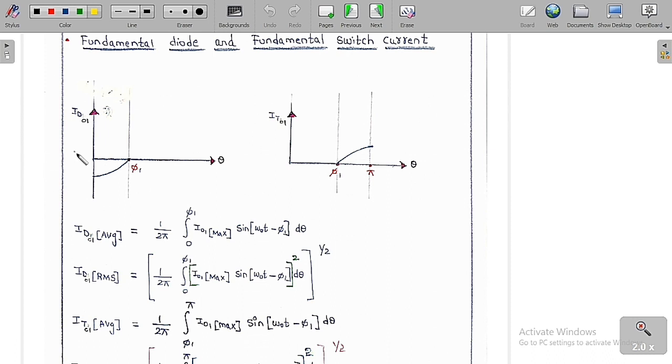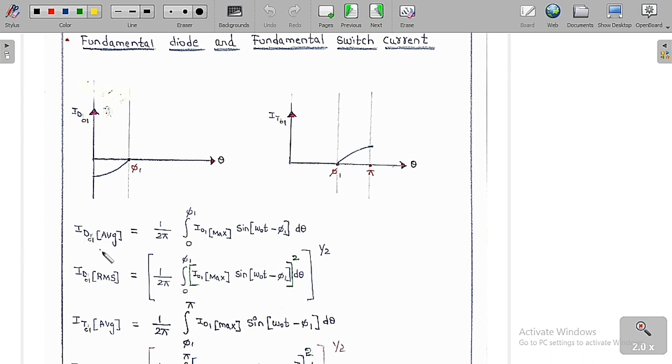I have drawn it like this, but it is negative, meaning it flows in this manner. Only in this range it is equal to the fundamental component of the output current, and in the remaining range it is equal to 0. Similarly, the fundamental component of the thyristor current is nonzero only from phi 1 to pi, where the switch S1 is conducting. Only in this range it is equal to the fundamental component of the output current, and in the remaining range it is equal to 0 because it is not conducting.